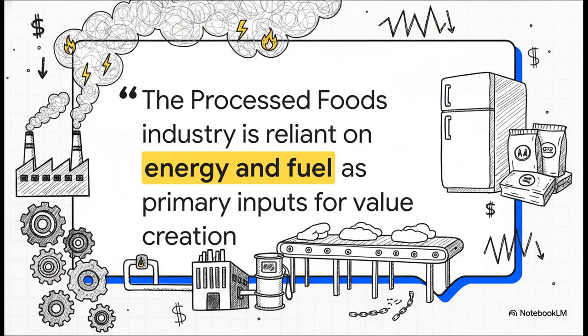That way, you can report your numbers with absolute confidence. I want to ground our discussion right in the source material itself. The SASB standard explicitly notes, the processed foods industry is reliant on energy and fuel as primary inputs for value creation. We aren't just talking about keeping the overhead lights on in a corporate office building. We are talking about massive manufacturing facilities required to literally cook, refrigerate, and package the entire world's food supply. Getting this metric right isn't just some basic compliance checkbox. It's absolutely crucial for protecting your bottom line from highly volatile fossil fuel costs.